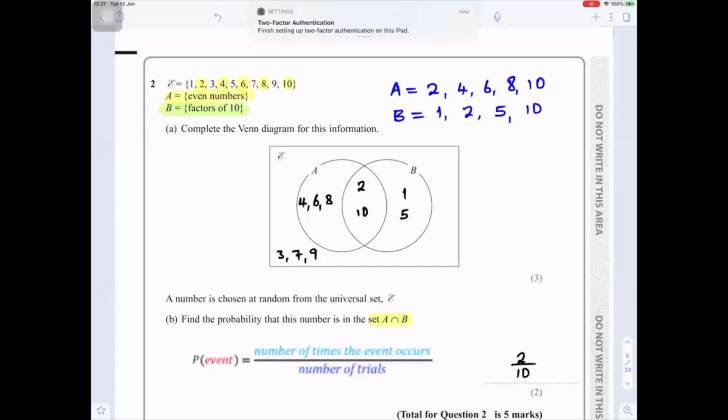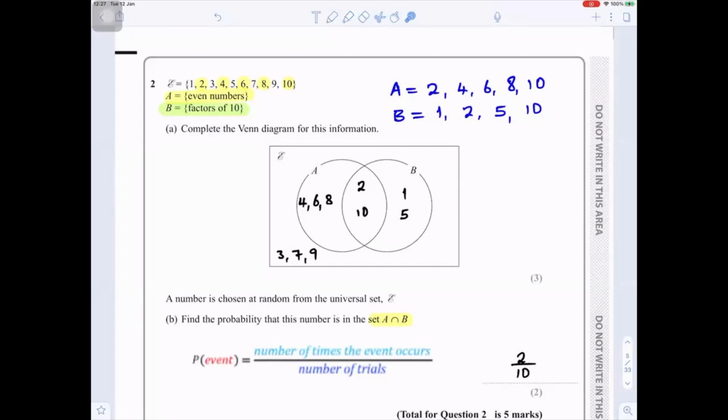To do this type of question in the exams, first of all, list all the even numbers, and it has to come from the list above. The even numbers are 2, 4, 6, 8, 10. And for part B, all the factors of 10: 1, 2, 5, and 10. Now you can fill in the Venn diagram.